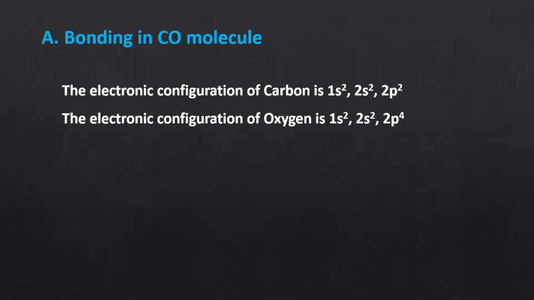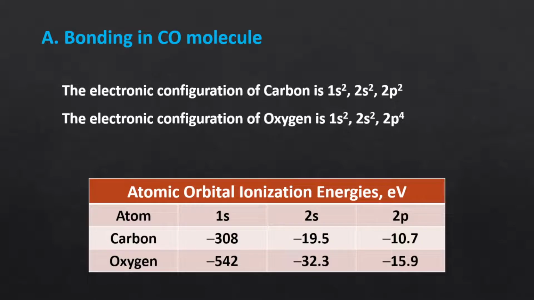The potential energy of 1s, 2s, 2p orbitals of carbon and oxygen atoms are shown in the table. Oxygen is more electronegative than carbon, so its orbitals are more stabilized and lower in energy than the carbon orbitals. Thus, the oxygen orbitals have lower potential energy than the analogous carbon orbitals.